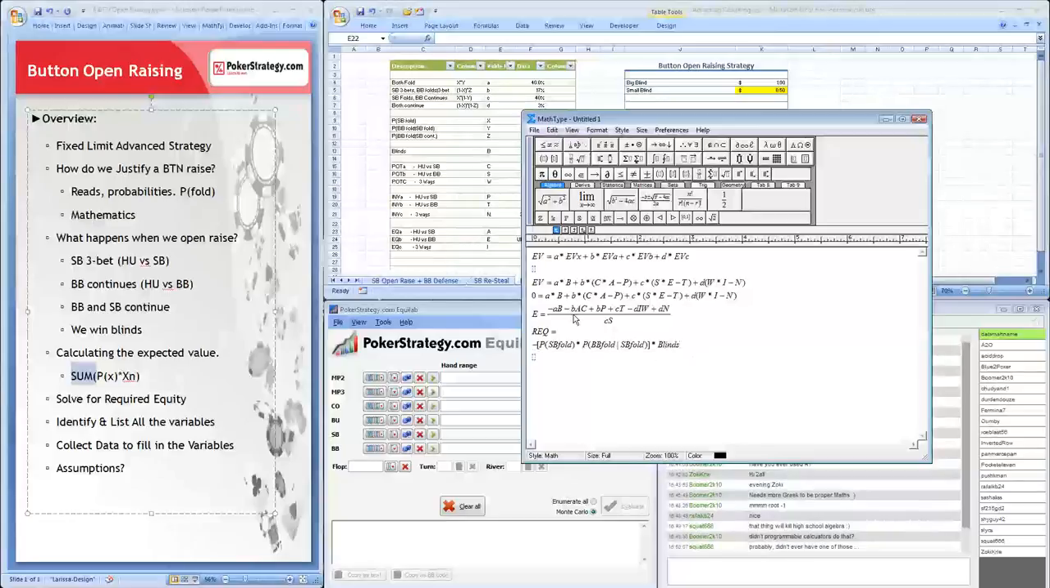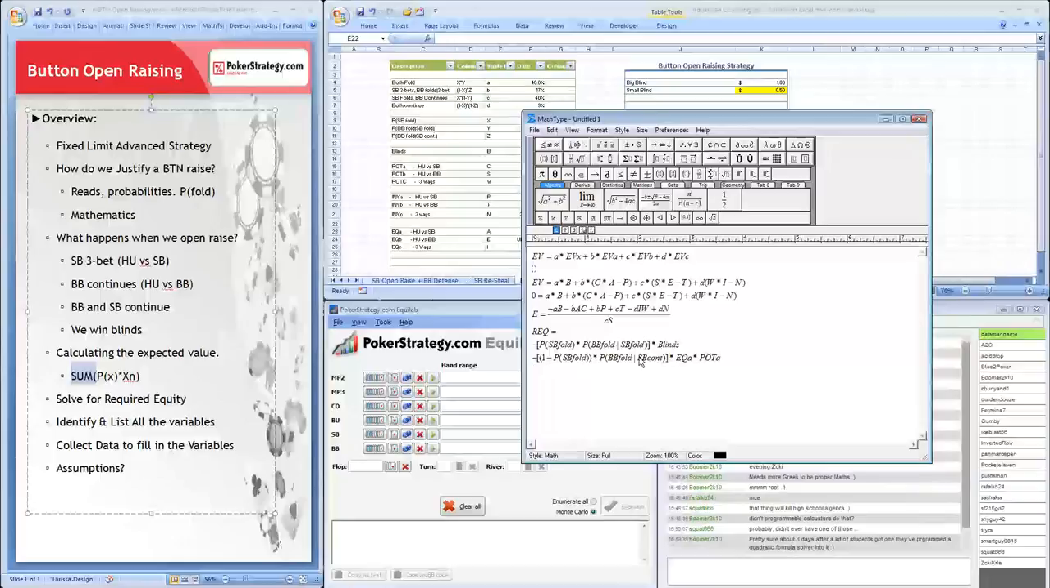The next line we've got negative B times A times C. This is the negative of B, which is the inverse of the probability the small blind folds, in other words, the probability he continues. And we're going to multiply that by the probability the big blind folds, given that the small blind has decided to continue. So that is B, our little letter B. We're going to multiply that by A, which is our equity in pot A, and by C, which is just the pot size for the situation A.